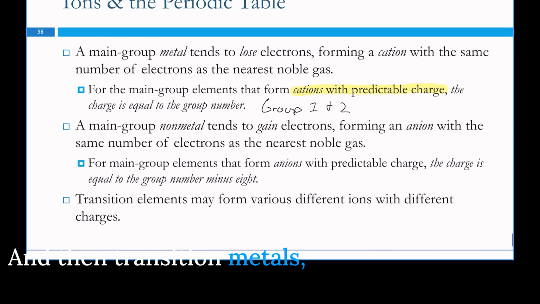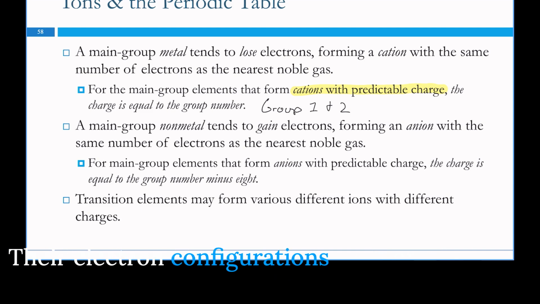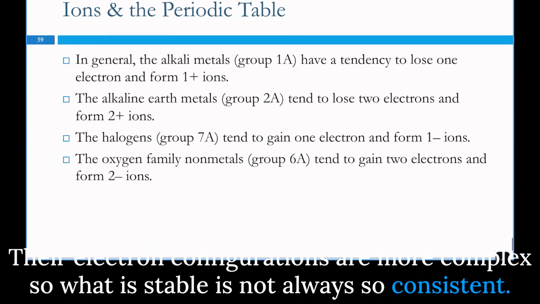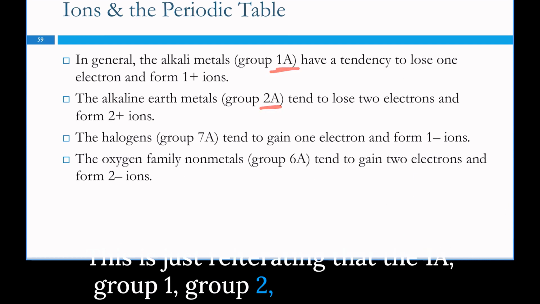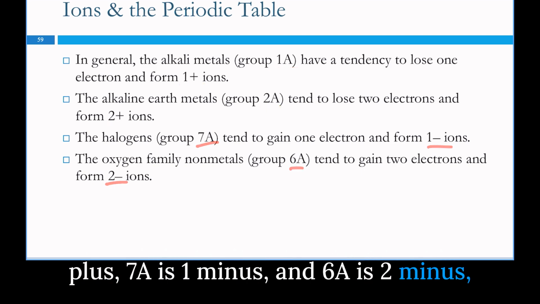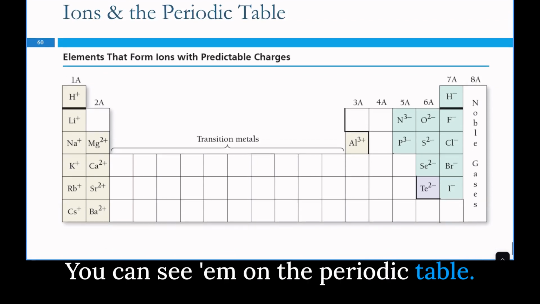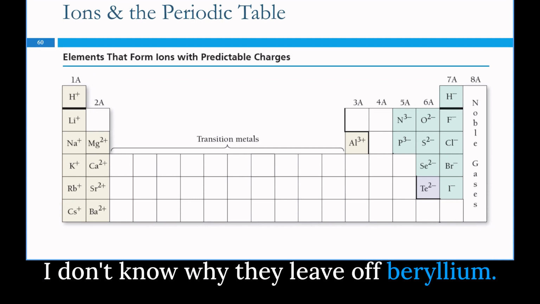And then transition metals, transition elements, they form a lot of different types of ions. Their electron configurations are more complex. So what is stable is not always so consistent. And this is just reiterating that 1A for group 1 and group 2 are 1 plus and 2 plus. 7A is 1 minus and 6A is 2 minus. And here we go, you can see them on the periodic table. So we've just gone a little bit further. I don't know why they leave off beryllium.